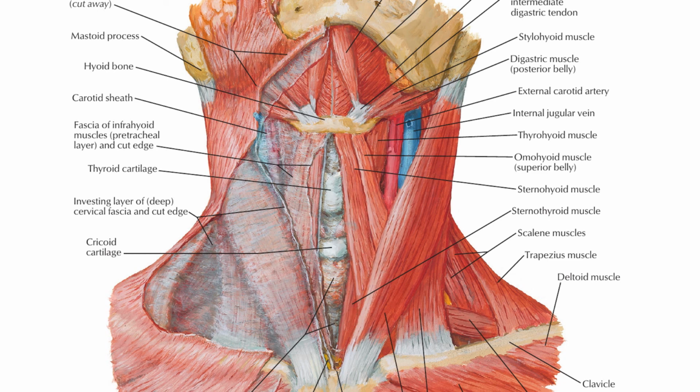So I hope I have covered the boundaries of the further divisions of the anterior triangle, which are the submental, submandibular, carotid, and muscular triangles. For the contents, I'm going to do another video.